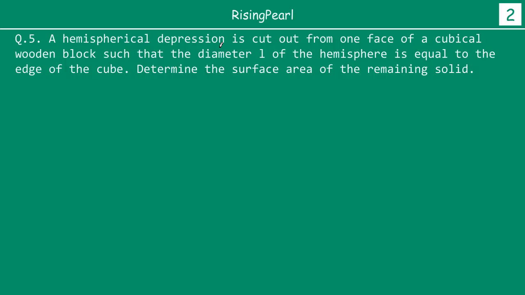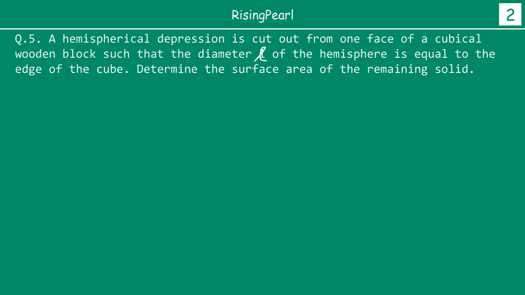A hemispherical depression is cut out from one face of a cubical wooden block such that the diameter L of the hemisphere is equal to the edge of the cube. Determine the surface area of the remaining solid.